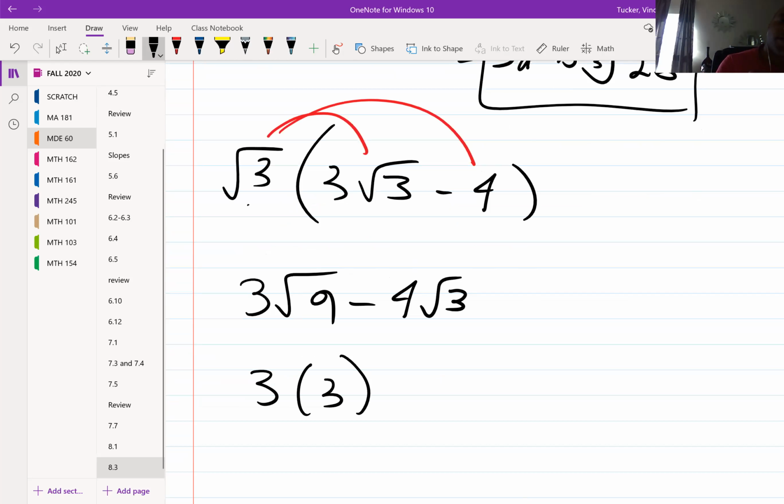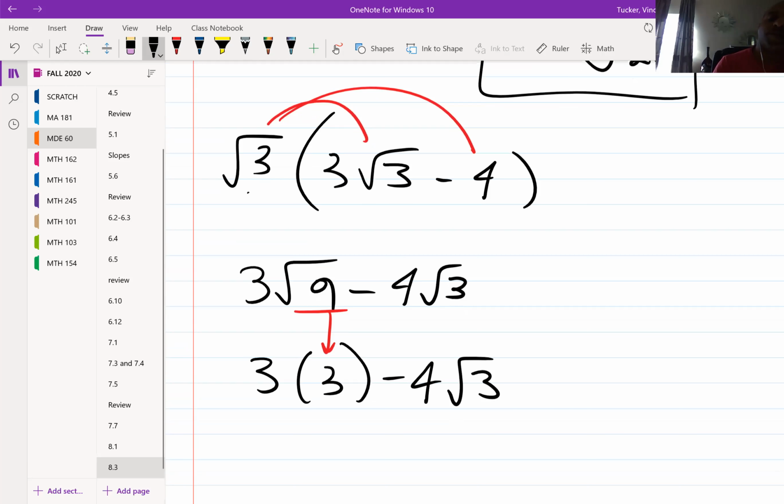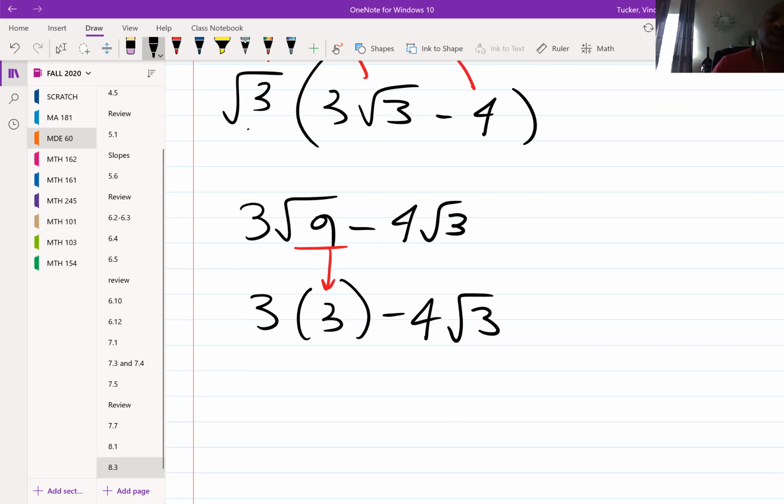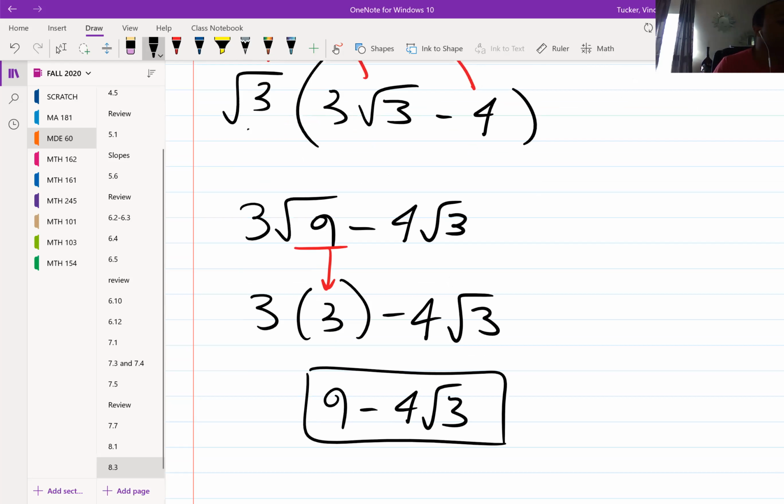Square root of 9 is 3. So this simplifies to just 3 right here. And there's nothing you can do with 4 square root of 3. To finish it off, 3 times 3 is 9. And that'll be your final answer.